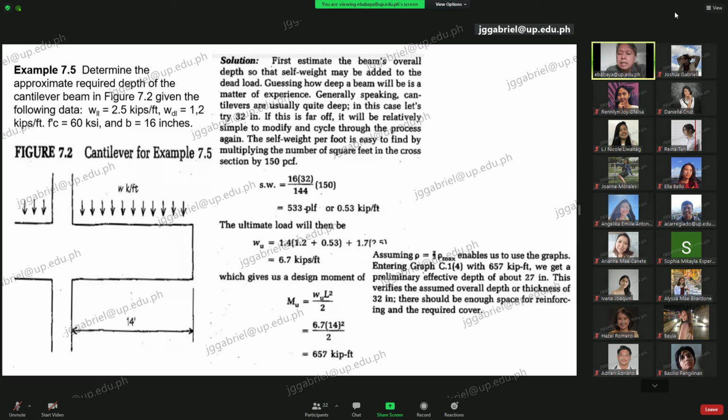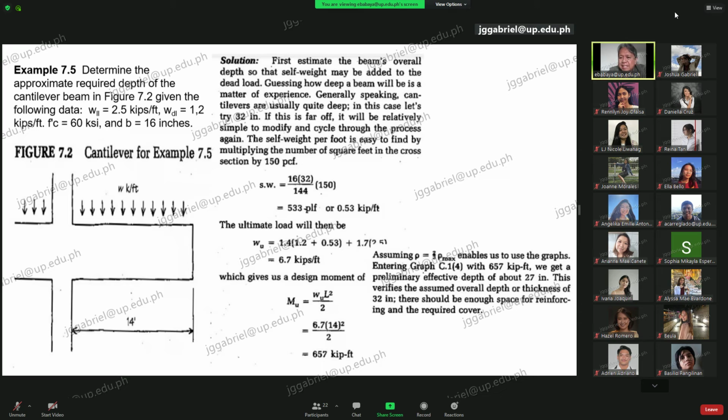So it just said yung 27 and compute, consistent siya on your assumption at 32. Okay? Na-gets natin yon? So there's a part there na you will guess. Okay? It should be consistent. So yeah, guessing how deep a beam will be as a matter of experience.